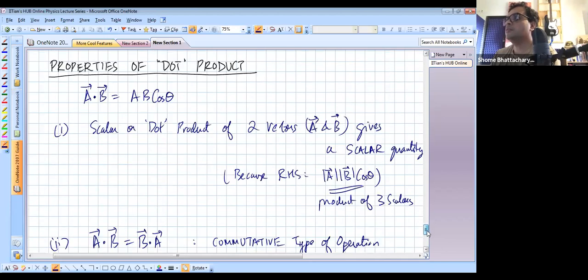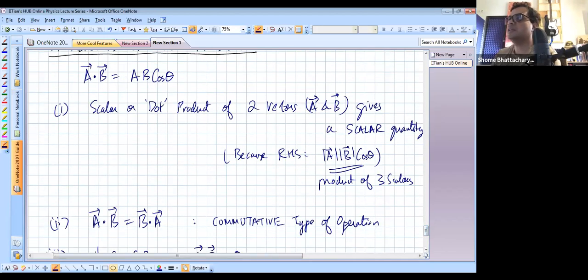All of them, the reason for the property lies in the definition itself. Because we have defined the operation A dot B by this formula, that it is magnitude of A into magnitude of B into cos theta. So you can see that the right hand side of the formula is the product of a magnitude into another magnitude into another number. Cos theta is not a vector quantity. It can be a positive or negative quantity, but it's just a number. So the product of three scalar things has to be a scalar. So that is why the operation of dot product applied on two vectors gives us a scalar quantity. And that is why it is called a scalar operation.